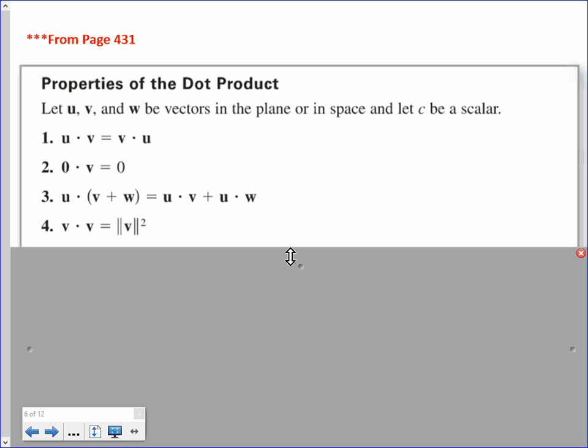Property 4 is kind of an interesting one, so I'll just look at it. Again, it's not necessarily something that you have to memorize, but good for you to see. If you were to do a dot product of a vector with itself, it's going to equal the magnitude squared. So we'll look at what that would mean. Suppose v has components v sub 1 and v sub 2. If you were to do v dot v, you would take the horizontal component v sub 1 times itself, v sub 1, which would be v sub 1 squared.